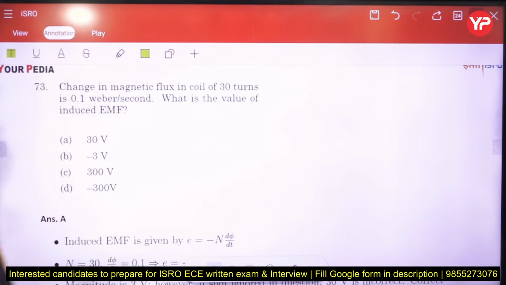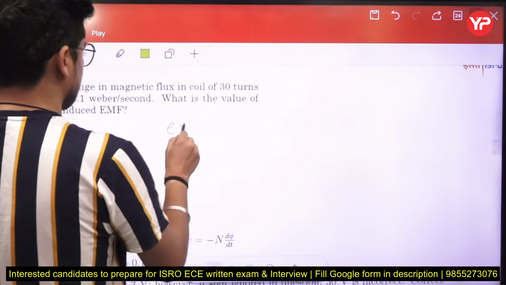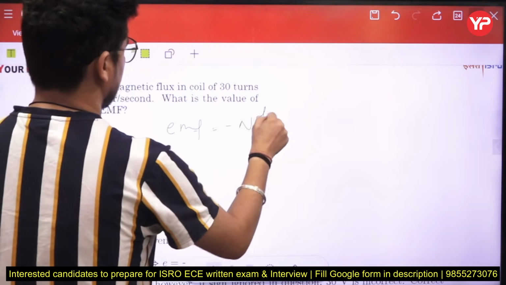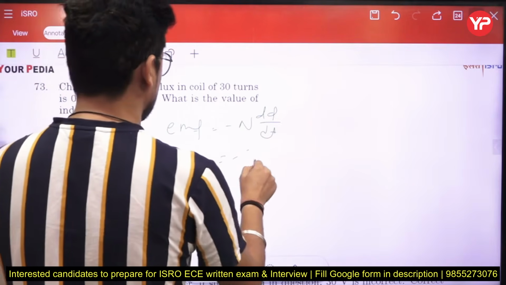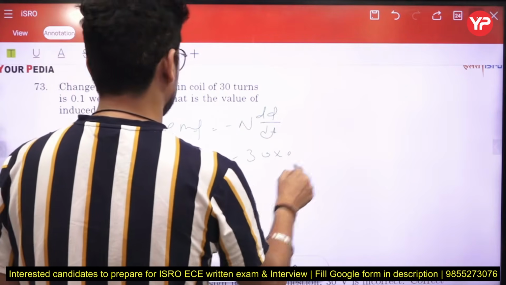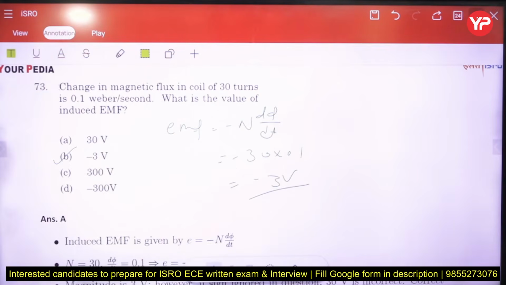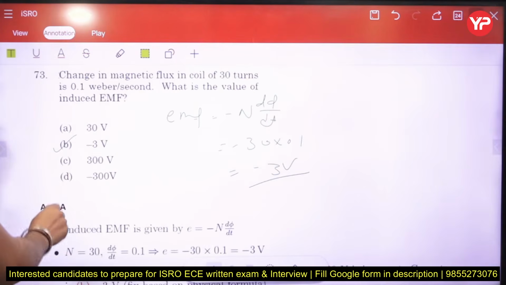The change in magnetic flux in a coil of 30 turns is 0.1. What will be the EMF? EMF is minus N d phi by dt. So that is going to be minus 30 times 0.1, so minus 3 volt. Answer will be B, not A, that is B.